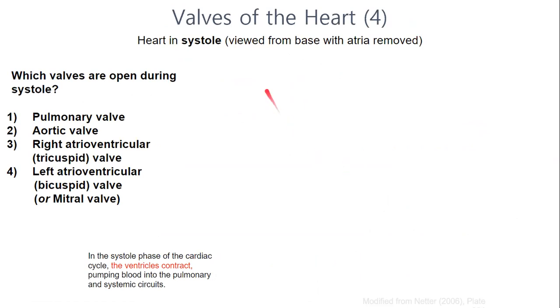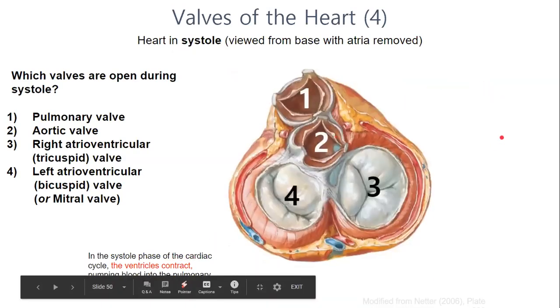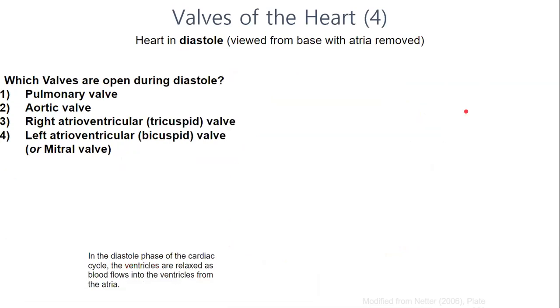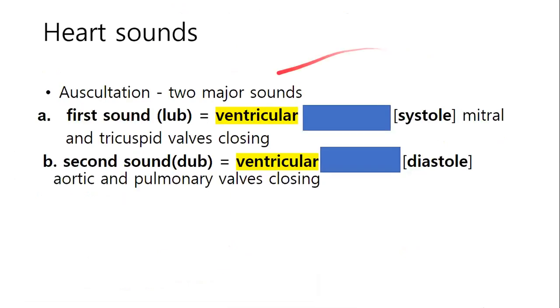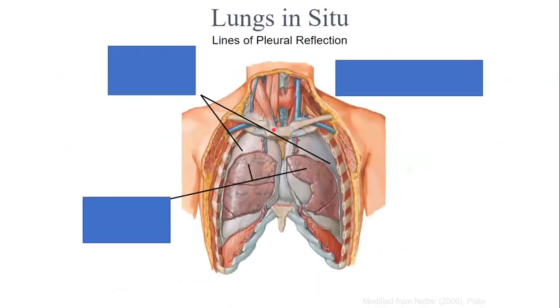Yeah, and is that relaxation or contraction? Oh, okay, it says it there. Contraction. And then what about the next one? Then they close, pulmonary and aorta. Yeah, and these are opening, and that is during relaxation. Dub. Lub dub. Contract, relax. Good deal.